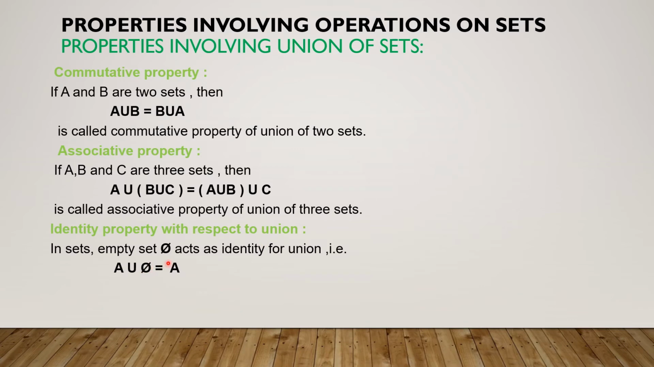In sets empty set phi acts as identity for union. Just like 1 is identity in multiplication, phi acts as identity in union, because when we take union of phi with A, answer comes same, that is A. Just like when we multiply 1 with any number, answer comes the same number. Similarly, this is identity property with respect to union, that is phi.